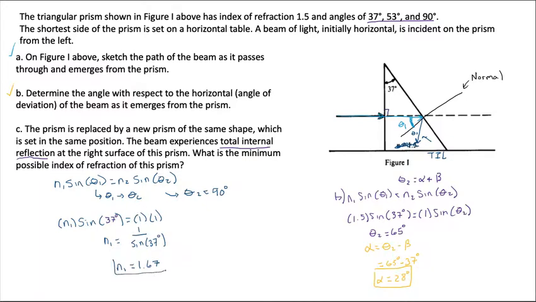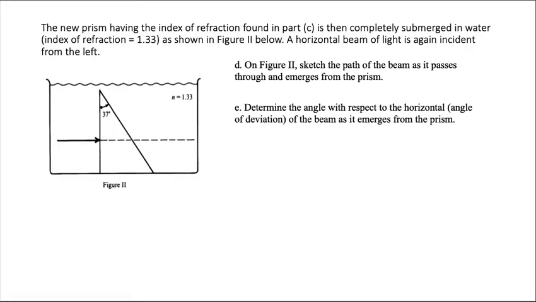Just to reiterate, n1 is inside the glass in this case, because that's where we're starting, and n2 is out in the real world, or out in the air. That's just what we called it. And so that is done. Check mark for that. So now we can move on to the next part. We now have the new prism having that same value for n, so 1.67, or whatever you solved for, because it will carry through.